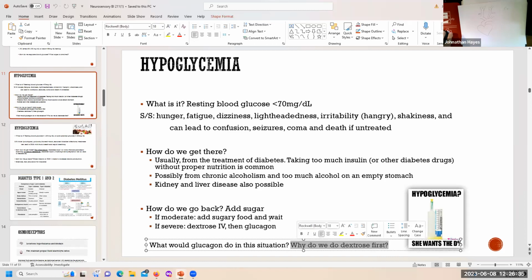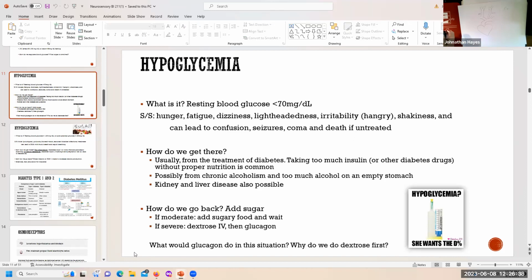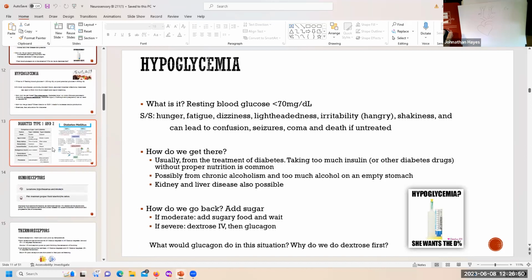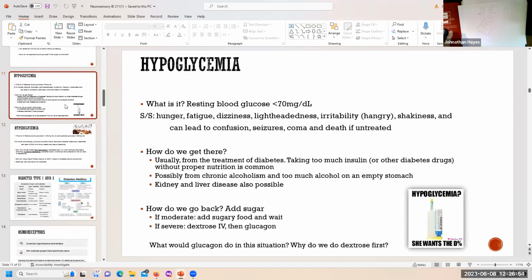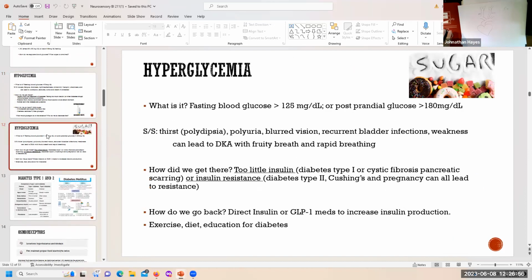So why do you do dextrose first rather than just glucagon? We've got to treat the most immediate symptom first, which is low blood sugar. Then we can start working on ways that we can naturally take it higher, or in a more natural, less direct way, take it higher. So blood sugar levels, how do we pick it up? How do we change it? We covered that.